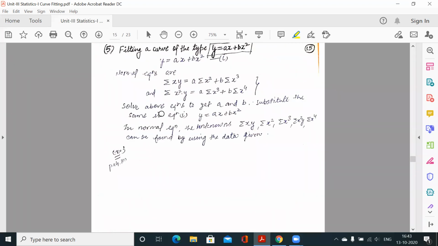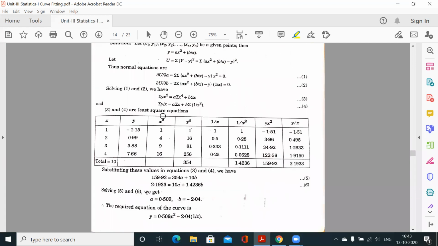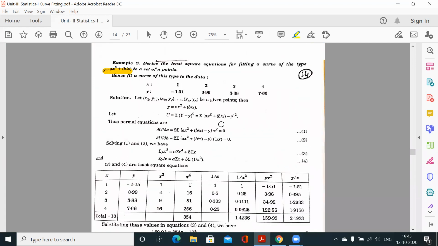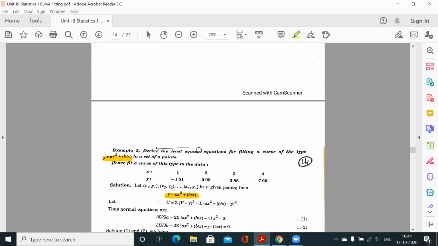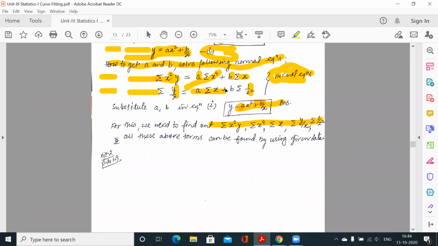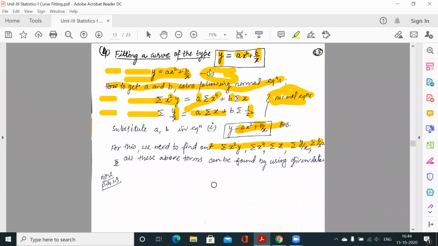Okay, this is your question. Alright? So this is your question, y is equal to ax square plus b by x. In this case what normal equations did we write? Summation x square y is equal to a summation x to the power 4 plus b summation x, summation y over x is equal to a summation x plus b summation 1 by x square. This is what we wrote. These are the two normal equations.